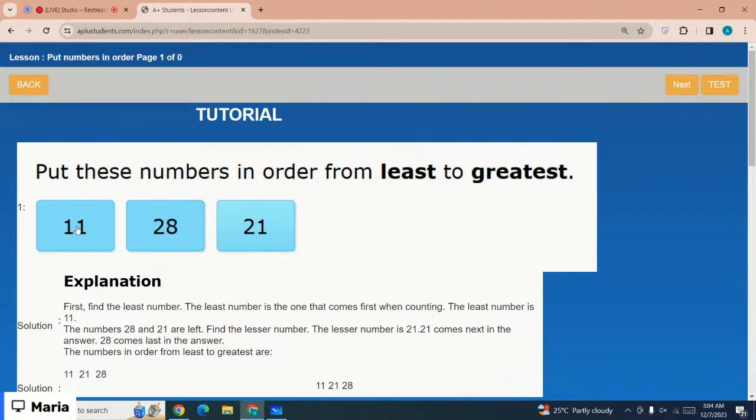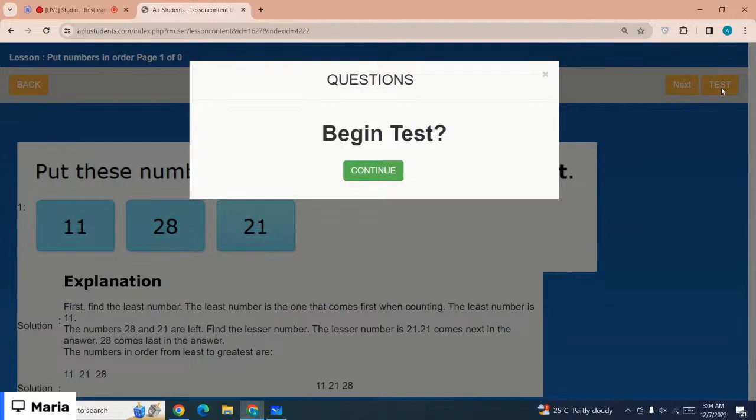That means the number that comes first in the counting, right? When you're counting, 11 is the first one, then you have 21, and then you have 28. Basically we arrange the numbers according to the counting. Let's just start with the test questions.